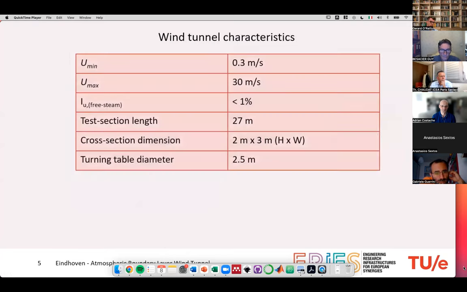Some key characteristics of the wind tunnel: we can detect the lowest velocity of 0.3 meter per second, a maximum of 30 meter per second, and a free stream turbulence intensity, also for low wind speeds, of below 1%. The test section, as I mentioned, is 27 meter long and is 2.3 meter in height and width. The turning tables have a diameter of 2.5 meter.